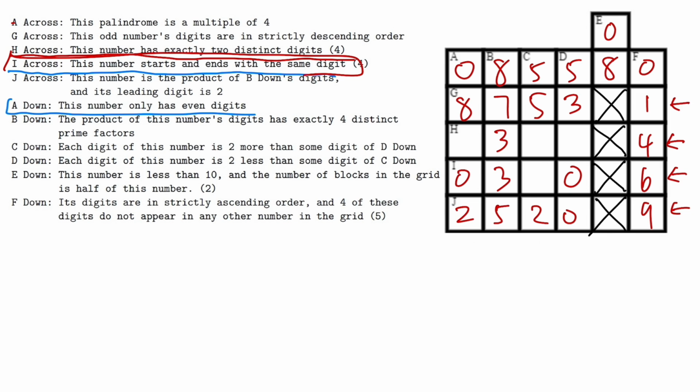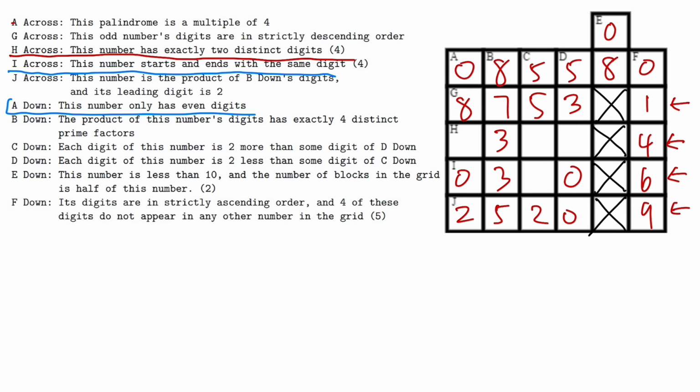Imagine earlier I put down a 2. That means this right here will be a 2. And that will imply we must have a 4 somewhere in the C down number. So it cannot be 2. And it cannot be 8 because if we have 8, then that means we have to have a 10 somewhere. That doesn't make sense either. So it must be equal to 0.